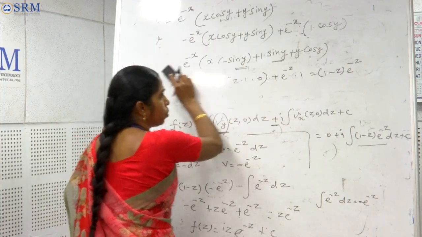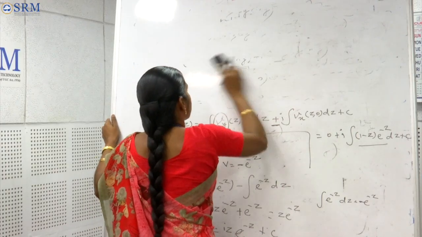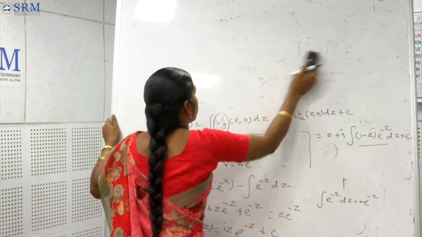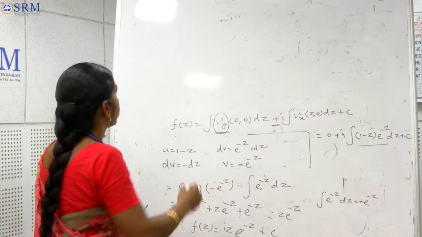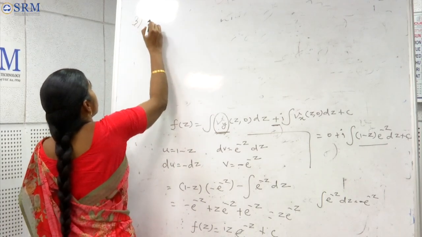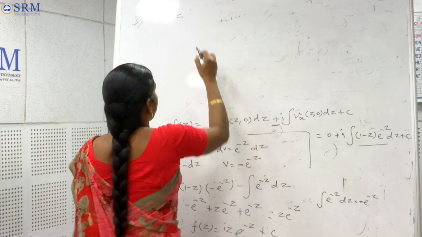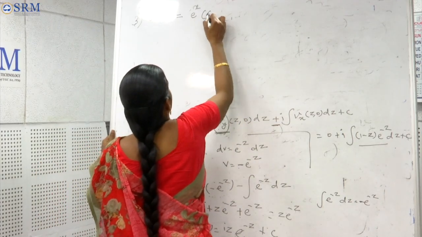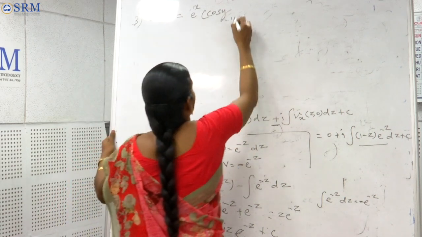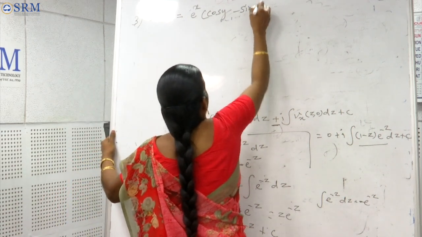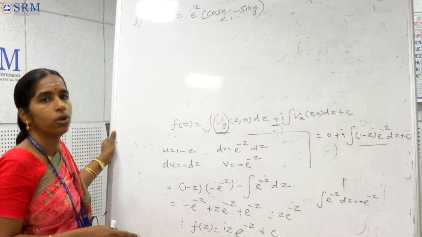Those were the first two questions in the direct question type. The third question is in terms of u minus v. In the third question, u minus v is equal to e power x (cos y minus sin y). Here both the real and imaginary parts are combined.